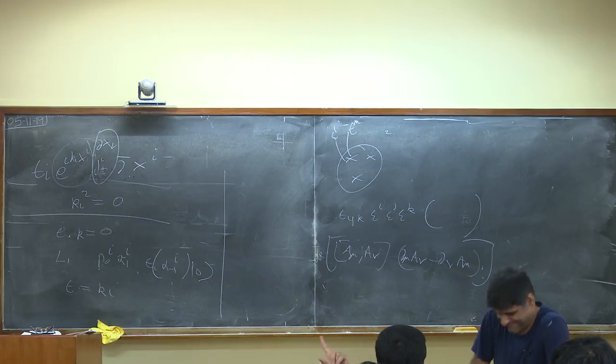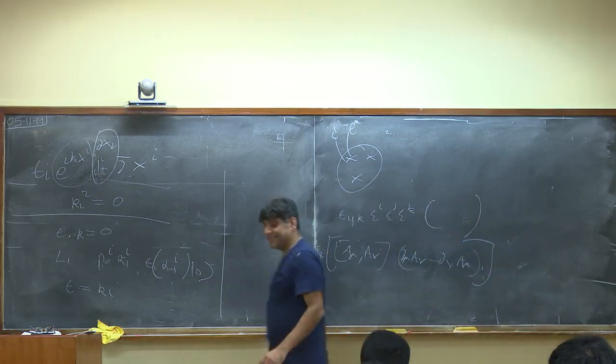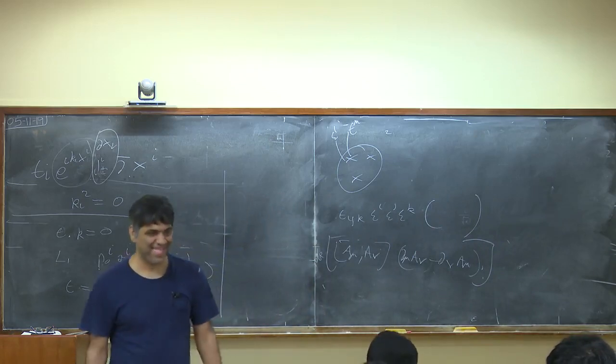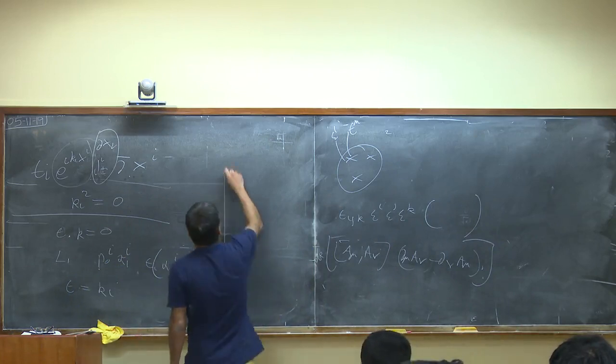Diffeomorphism along the circle. Very good. Very good. That's one of the U1s. And then there's the B field on the circle. Let me explain this to you better.